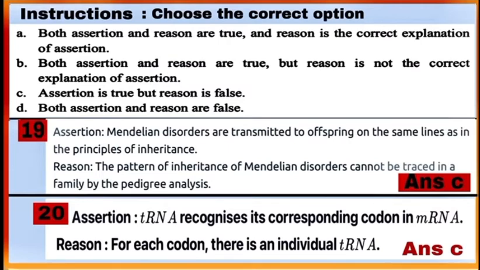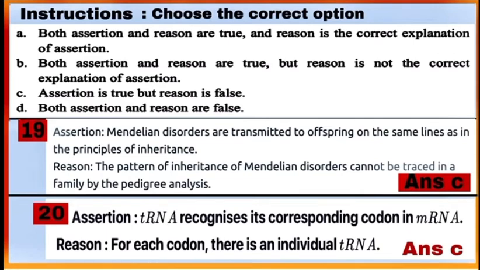Question number 20, assertion. Transfer RNA recognizes its correct codon on messenger RNA. Reason, for each codon, there is an individual transfer RNA. Correct option is C. Transfer RNA has an anti-codon loop in which a sequence of 3 bases forms the anticodon and recognizes the codon located on the messenger RNA. So assertion is true, but here reason is wrong.